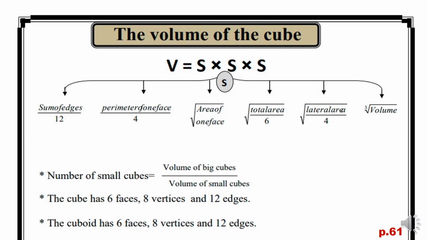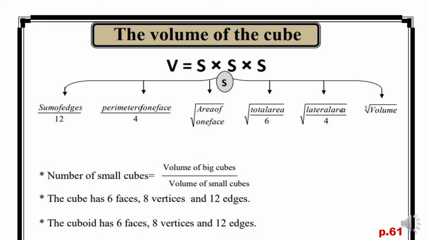To get the side, if I have the sum of edges, it will be sum of edges over 12. If I have the perimeter of one face, the side will be perimeter of one face over 4. If I have the area of one face, the side will be the square root of the area of one face. If I have the total area, the side will be the square root of total area over 6. If I have the lateral area, the side will be the square root of lateral area over 4.